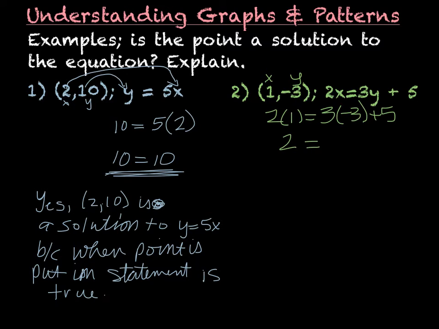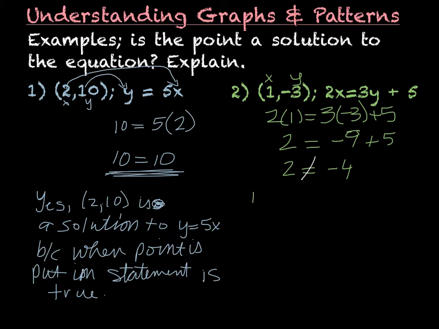And then we have to use our order of operations. 3 times negative 3 is negative 9, plus 5. So if we solve this out, we have 2, and negative 9 plus 5 is negative 4. Well, 2 very clearly does not equal negative 4.